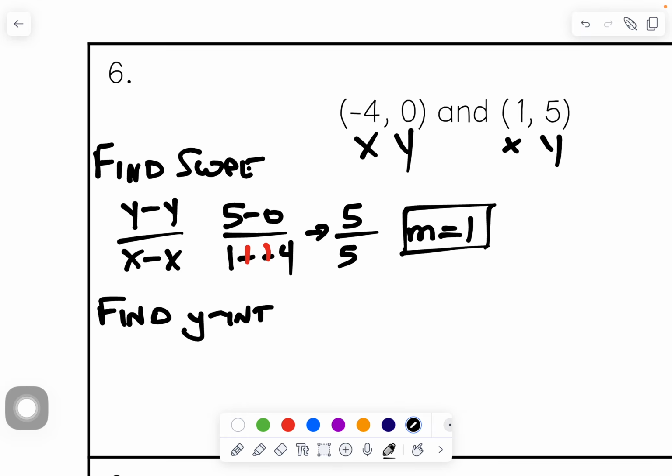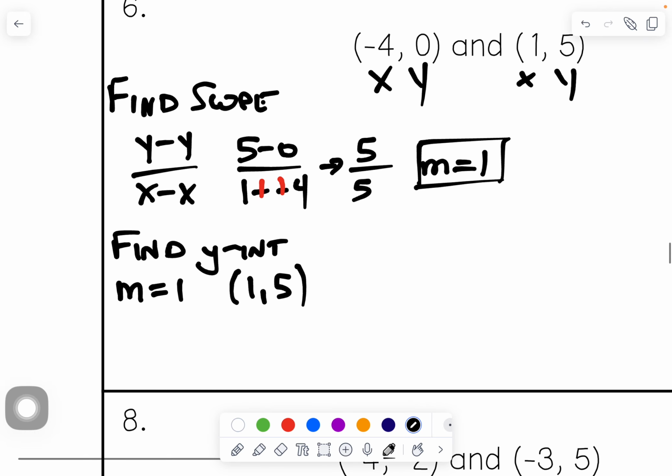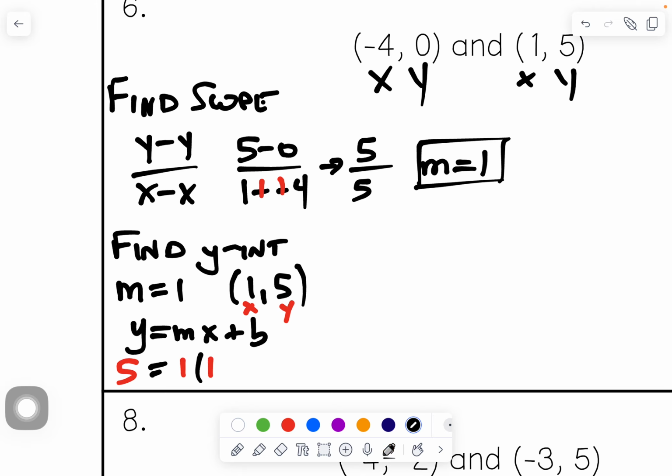I'm going to choose one of those 2 points. It doesn't matter which one you choose; you should get the same answer either way. So I know that m is 1, and I'm going to choose the point 1, comma 5. Remember, I'm using y equals mx plus b as my equation. I'm going to plug in all the parts that I know. I know the m, I know the x, I know the y, I don't know b. So if I plug this in, I'm going to have 5 equals 1 times 1 plus b.